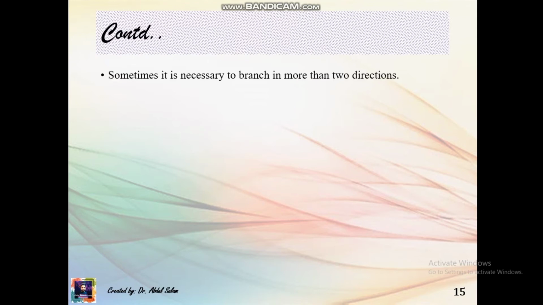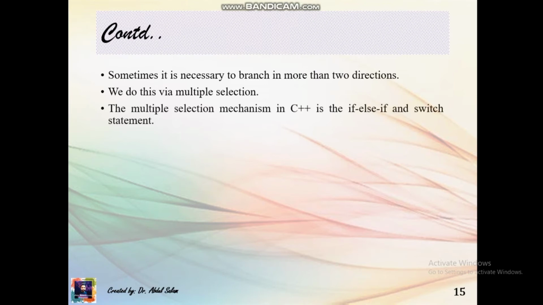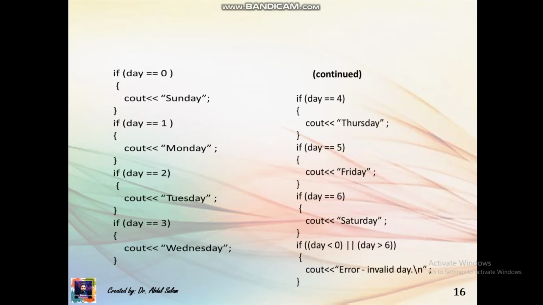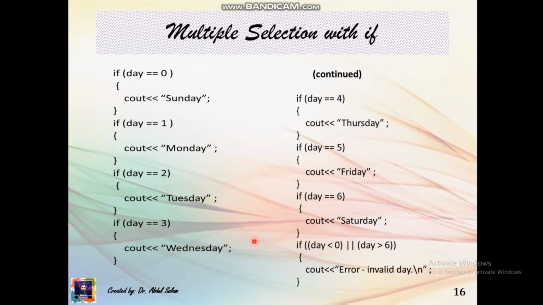Sometimes it is necessary to branch in more than 2 directions. We do this via multiple selection. The multiple selection mechanism in C++ is the if-else if and the switch statement. If day 1 equal to 0, then print Sunday. If this condition is true, print Monday. If so, print Tuesday, print Wednesday. This is just simply displaying the names of the days.